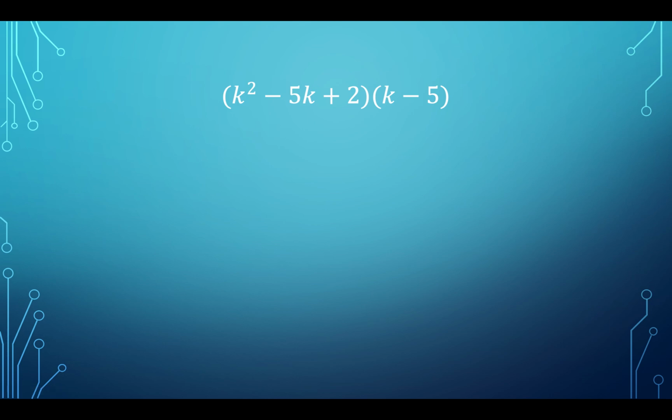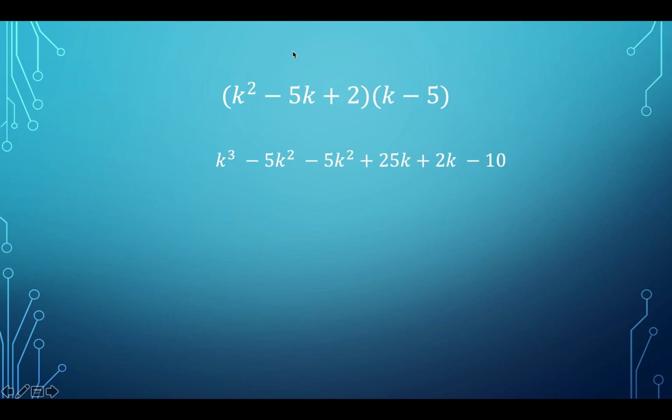Lastly, you had k squared minus 5k plus 2 times k minus 5. Now remember, you could do this the way I'm going to show it. You could distribute each of these terms to the binomial, or remember, multiplication is commutative. If I didn't want to distribute everything in that trinomial, I could have moved the k minus 5 to the front and then distribute it. Completely up to you guys how you want to do it. So I'm going to multiply going this way.